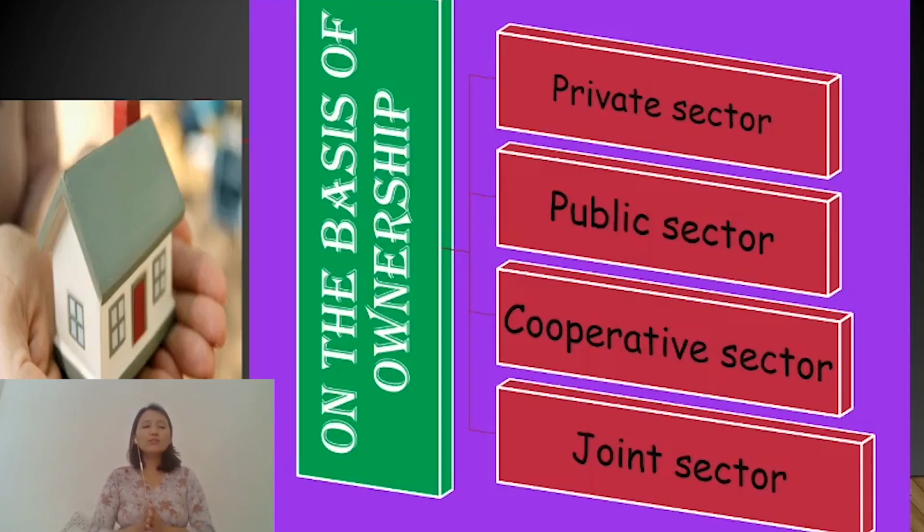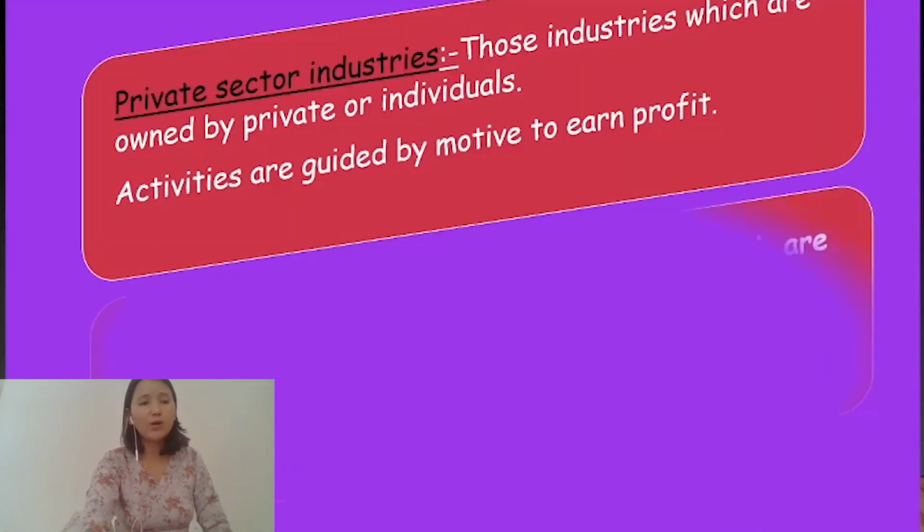On the basis of ownership, industries are divided into four groups. These are private sector industry, public sector industry, cooperative sector industry, and joint sector industry. And we will discuss one by one.